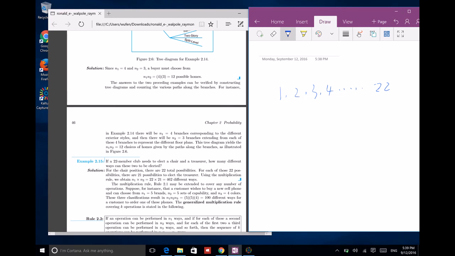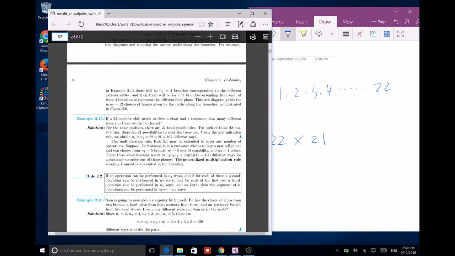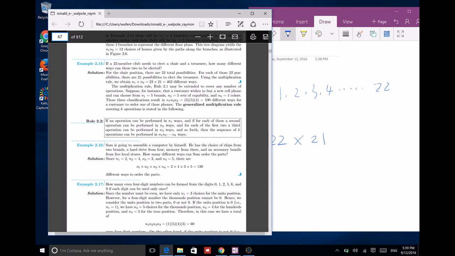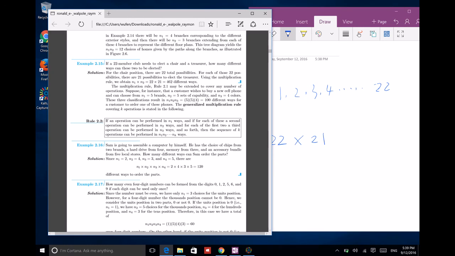Now, we elect a chair. Suppose we select one from them, then we're going to have 22 possible ways, since we have 22 people here, either one of them. Once this person is chosen, we only have 21 people left, so we have 22 times 21 ways to elect them, supposing one person can hold only one position. So that's the multiplication rule. If one operation can be performed in n1 ways, the second operation in n2 ways, the third in n3 ways, and so on, you just multiply all the possible ways together.